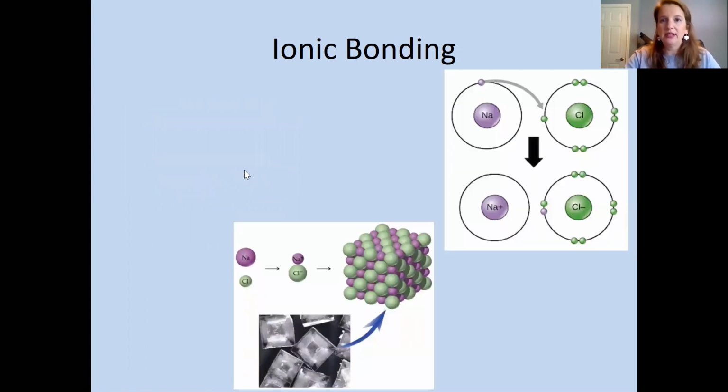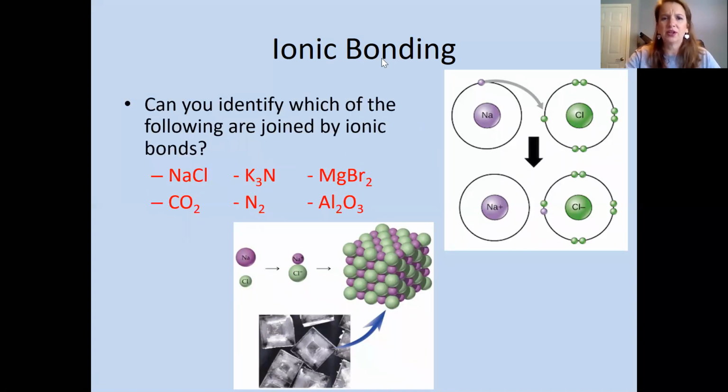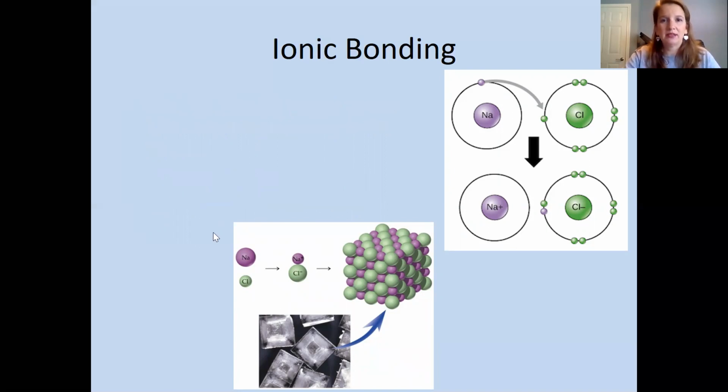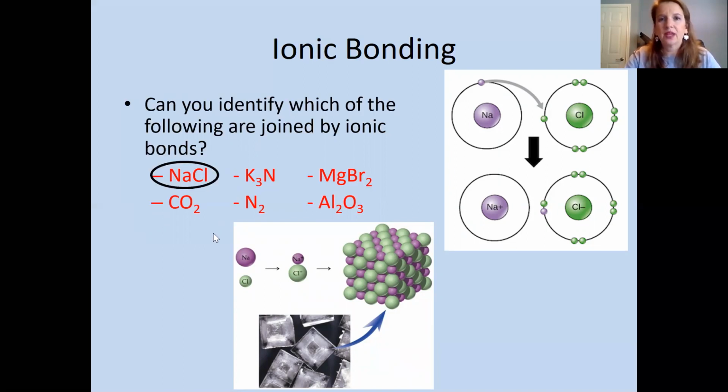So when we look at these compounds here, we're trying to identify which one of these are held together by ionic bonds. So we're looking again for metals and nonmetals. So NaCl is ionically bonded because it has a metal and a nonmetal. K3N has a metal and a nonmetal. So is MgBr2 and then Al2O3. CO2 is two nonmetals and N2 is two nonmetals as well.